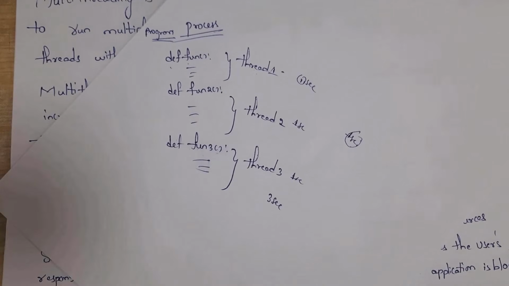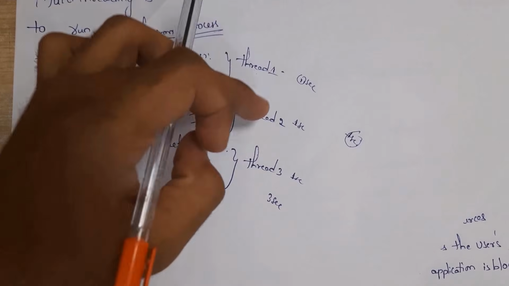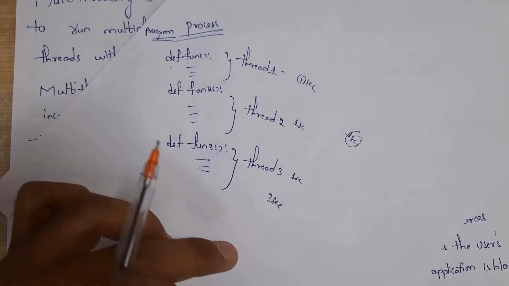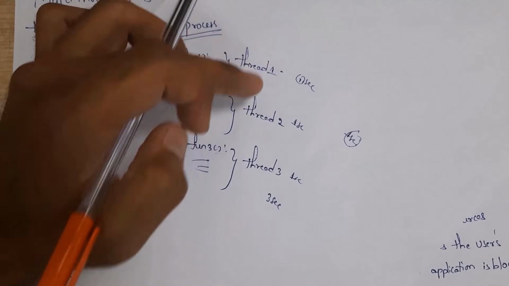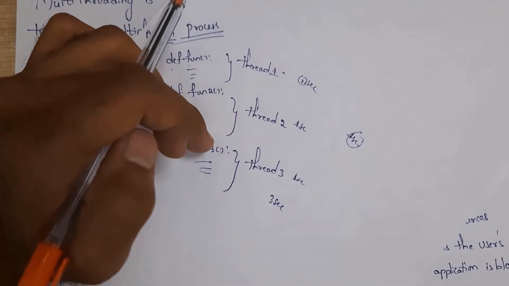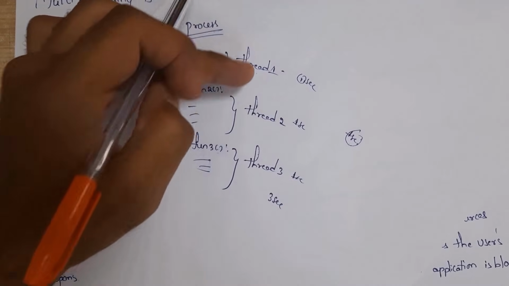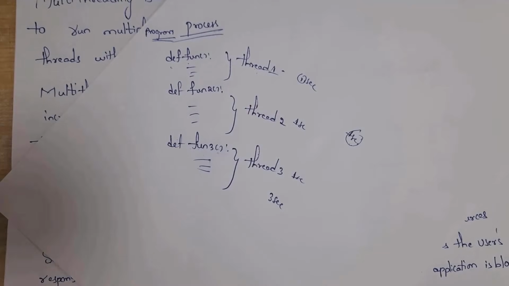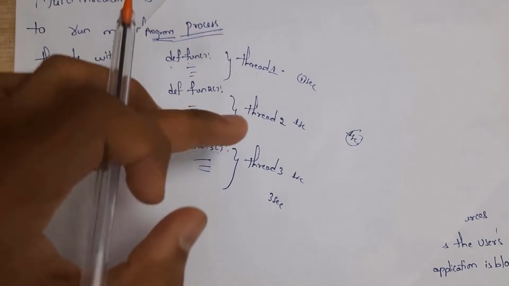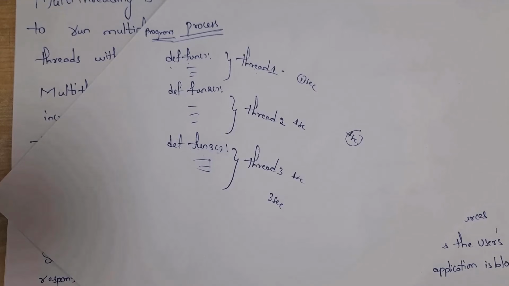But if you consider concurrent execution, which is parallel execution, I want to execute all these 3 threads parallelly. Whenever you execute all these 3 threads parallelly, the time taken is only 1 second. Within 1 second, it will execute all these 3 threads at a time. And you can execute all these 3 threads at a time by using multithreading.